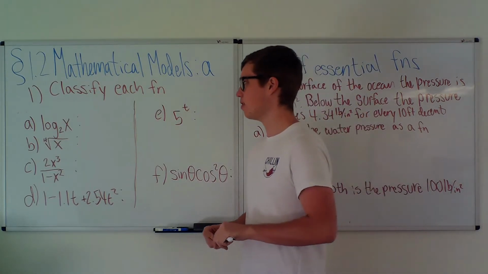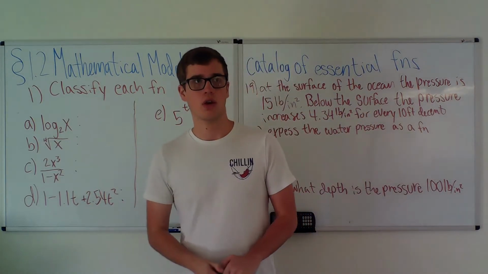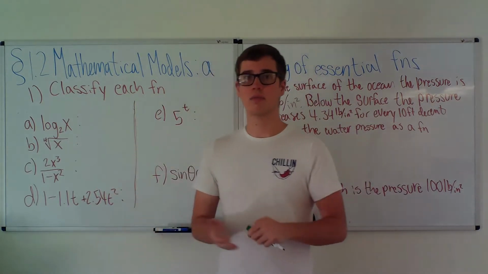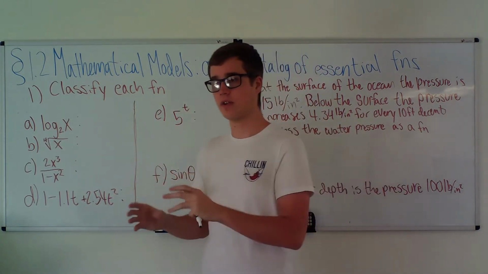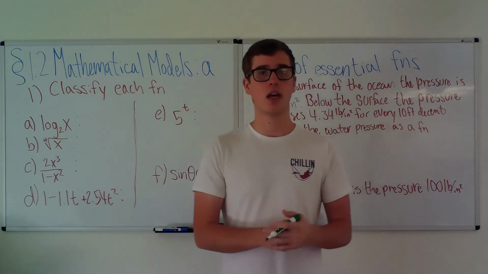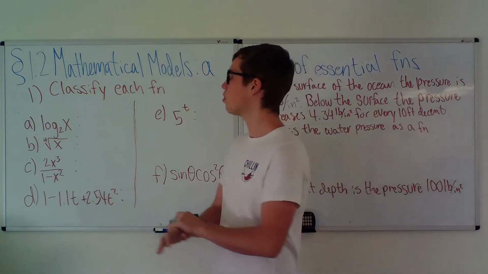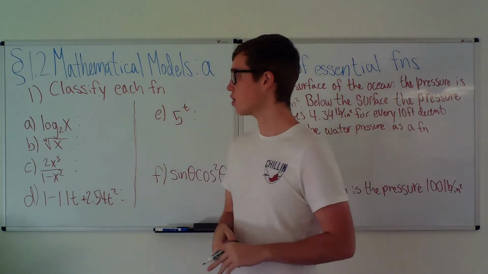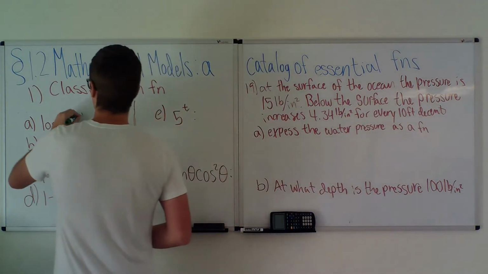So for A, we see it's log 2x. Well, this one's pretty simple. As with all of these, they're all pretty simple, but it's good to know what type of functions they are right away, so you can recognize the function and then move on to the problem. So you see log 2x. Well, you know it's a logarithmic function because it has log in the name.